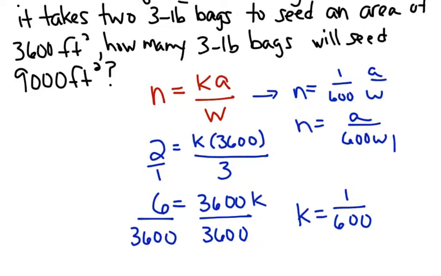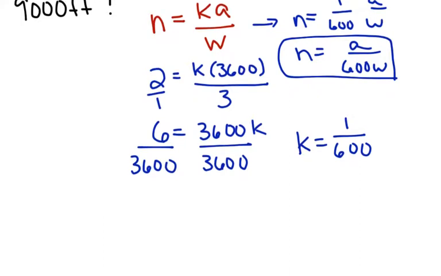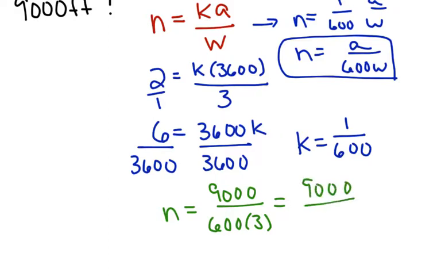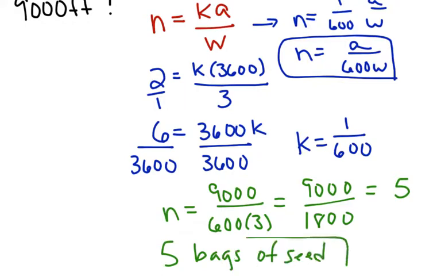All right, now that I know my equation and my constant, now I can go back and find out how many 3-pound bags I need for 9,000 square feet. So now I want to find N if A is 9,000 square feet, and the weight of the bag is still 3 pounds. So I'm going to get 9,000 over 1,800, and that's going to reduce to 5. So it's going to take 5 3-pound bags of seed to do this lawn.